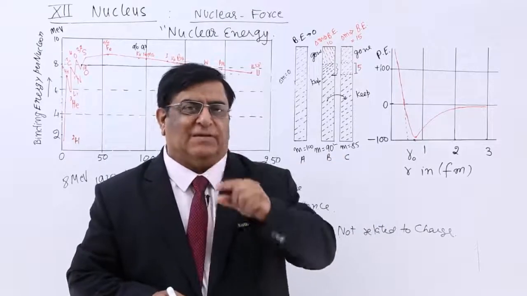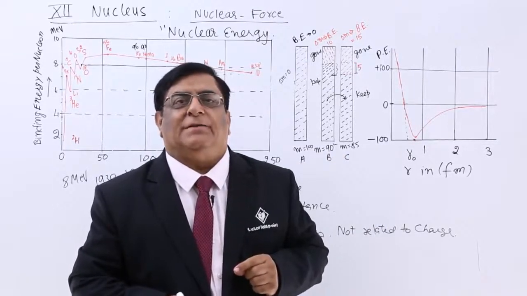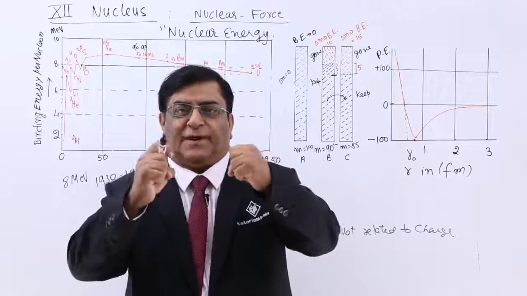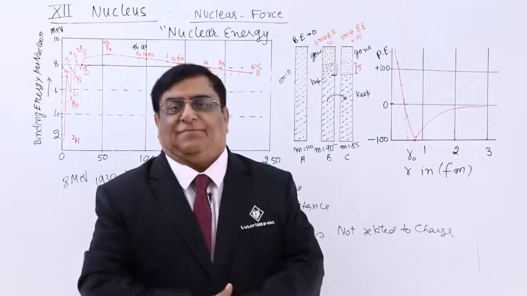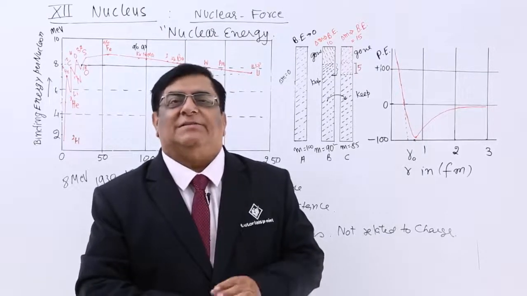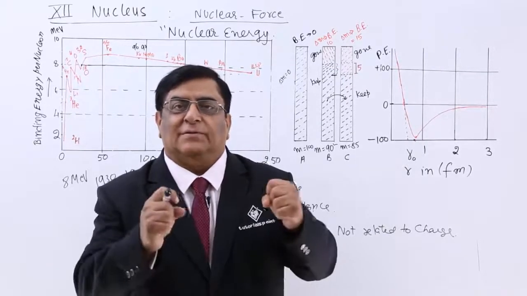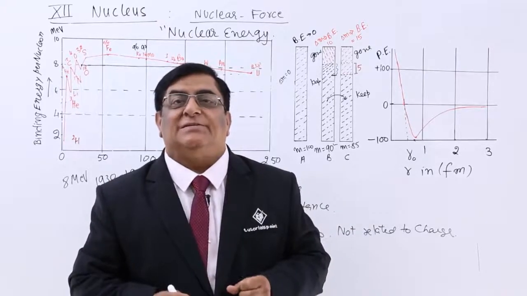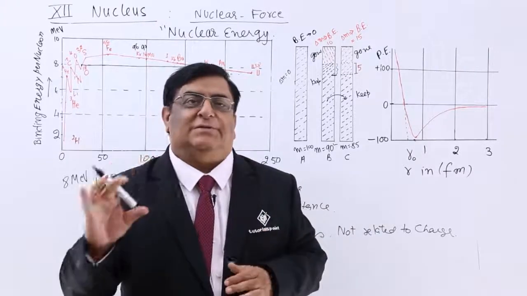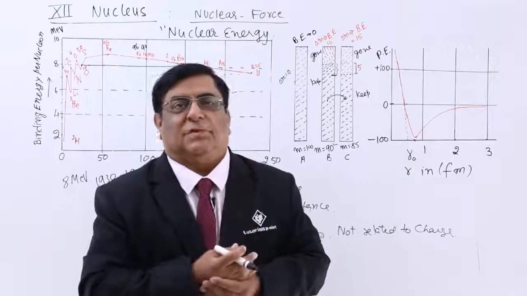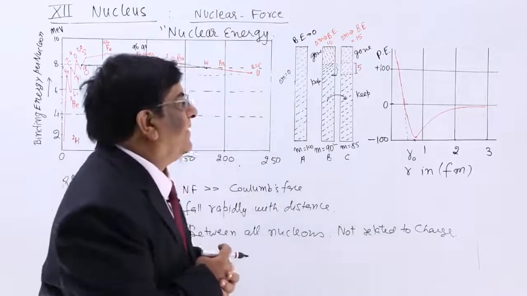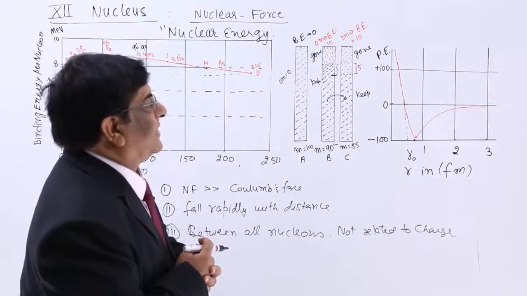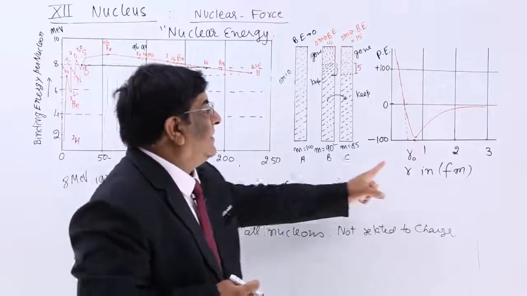Potential energy, why potential energy? The answer is, if there is a force of attraction, then we know the potential energy is negative. And when there is a force of repulsion, then potential energy is positive. This we have learnt in the potential energy chapter. Now we have made a graph of potential energy and R.